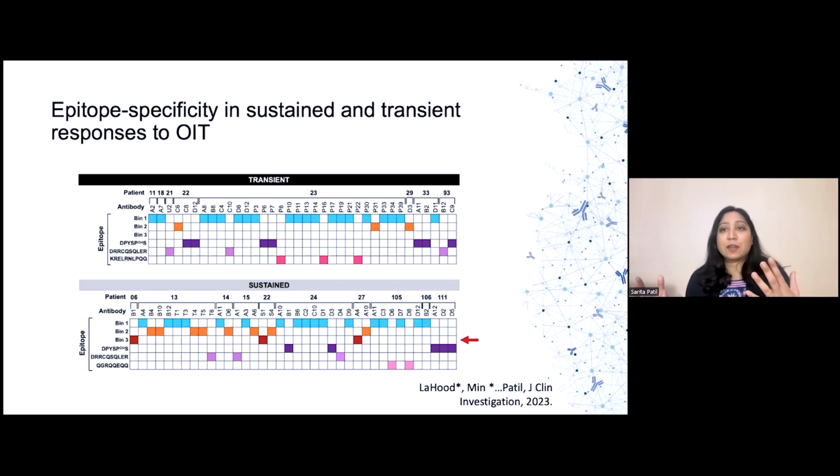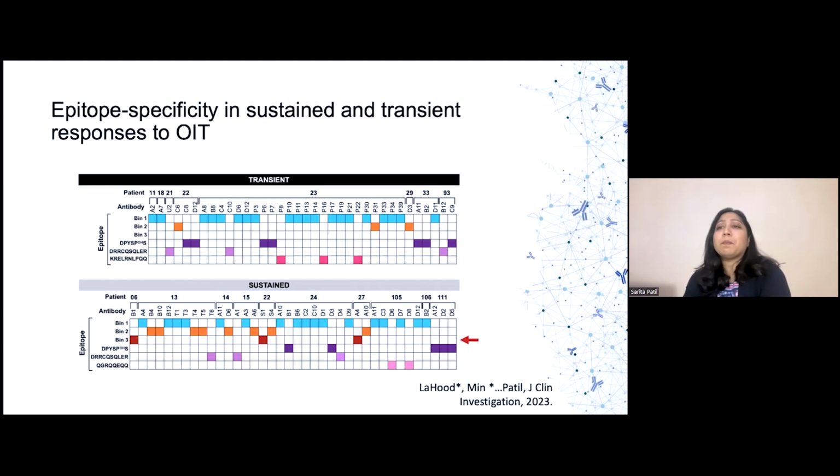So looking at all of the recognition by multiple monoclonal antibodies over these two groups of patients, either those patients with transient responses on the top or sustained responses on the bottom, we could look at the epitope specificity across these patients. And at first glance, it's obvious that both patients with transient and sustained responses have antibodies that recognize multiple epitopes. So sequential epitopes are recognized in both groups, and conformational epitopes are also recognized. The most commonly recognized epitope was bin 1, then bin 2, and bin 3.